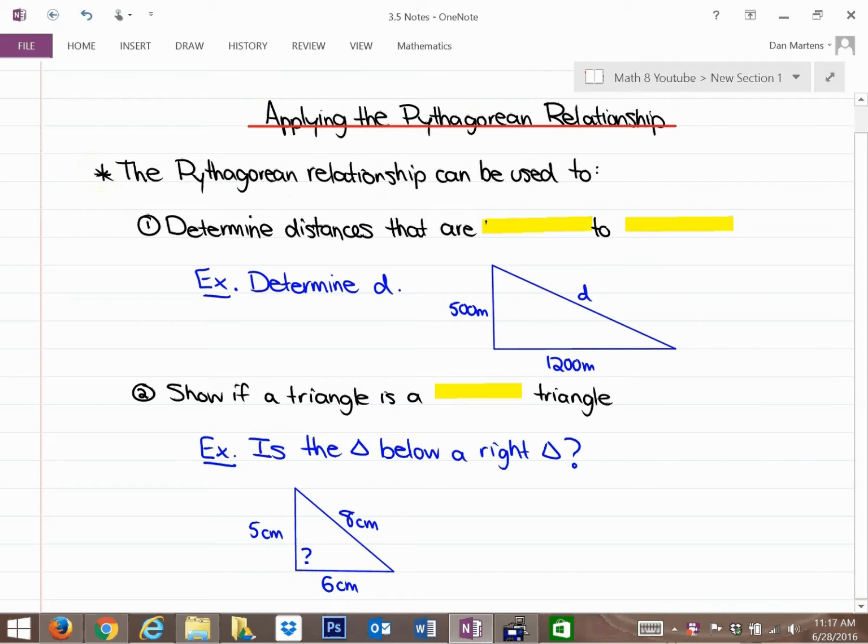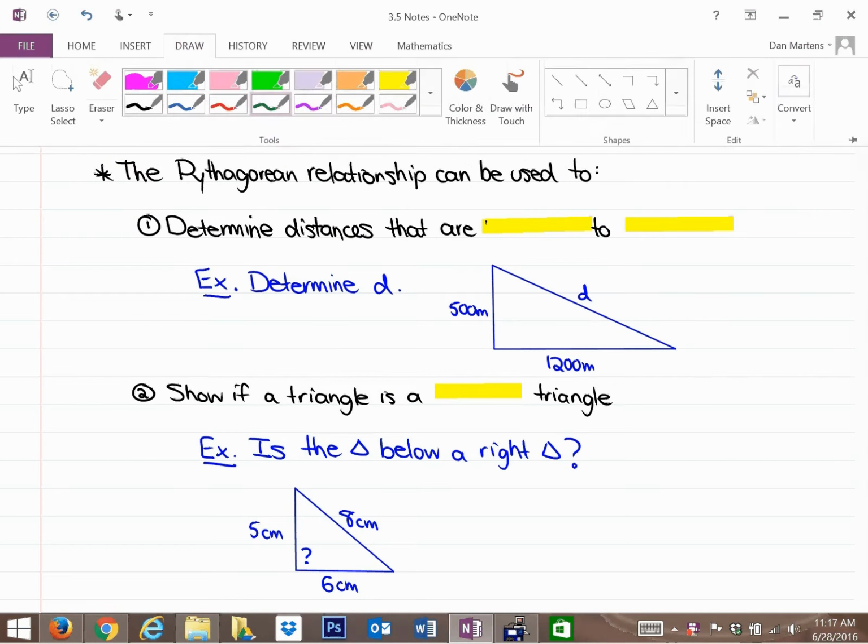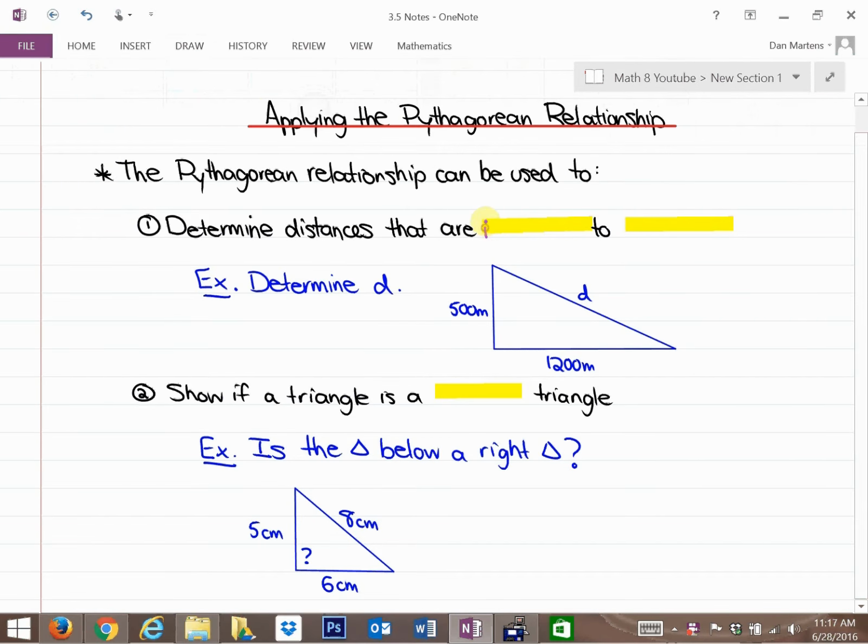One thing it can be used to do is determine distances that are impossible to measure. So if you look at the triangle that I have drawn here, you'll notice that those lengths, if you think about the units, are incredibly large. One length is 500 meters, the other length is 1200 meters, and we're trying to find the hypotenuse. So draw a right angle in there. It's determining the length of D.